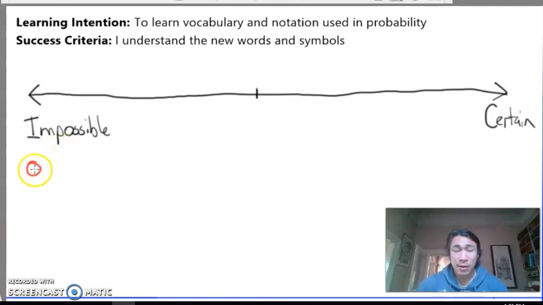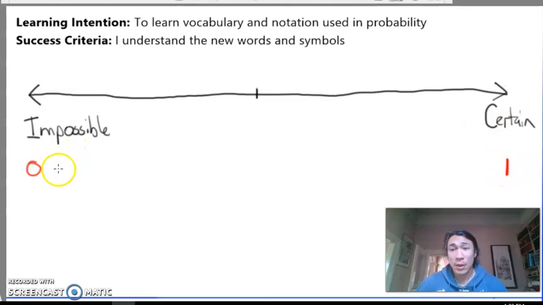If you think about how likely something is to happen, if you say it is impossible, it is going to happen 0 times. On the other hand, if something is certain of happening, we use the number 1. So when we talk about probability, we're talking about all the decimals or the fractions between 0 and 1.